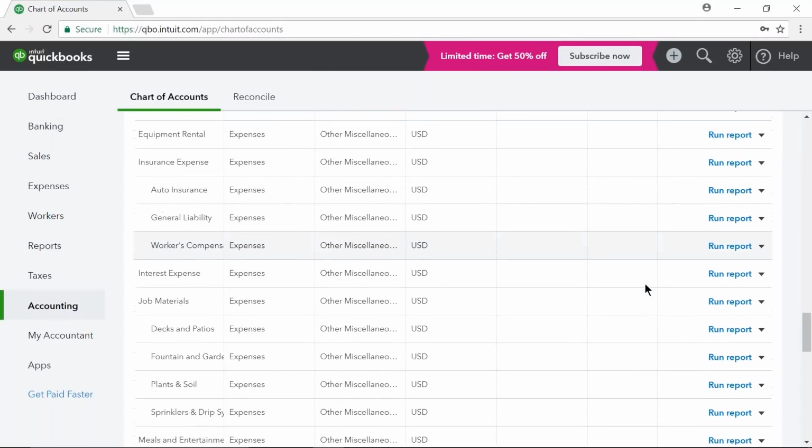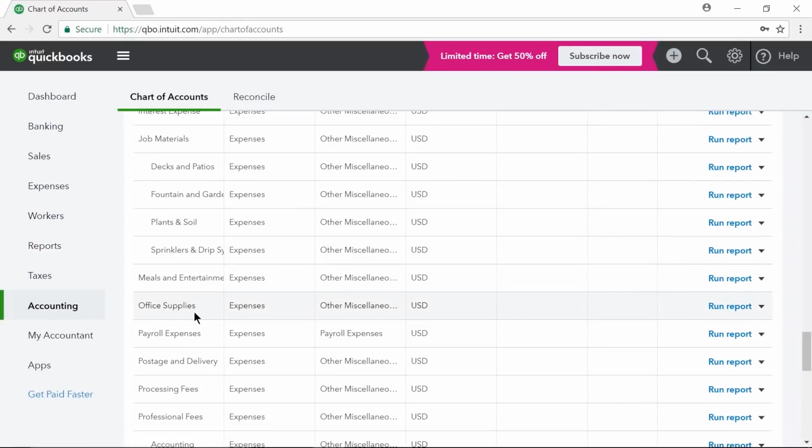And we have one that is actually named office supplies. So whenever I go and buy office supplies, my checking account is going to go down by the amount of the purchase, and my office supplies account is going to go up by that exact same amount. That way I can track over time how much money I've spent on office supplies.